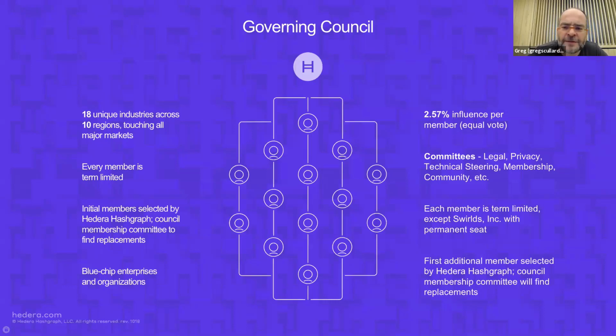And they are term limited. Every year there will be new members coming in, and old members will be going out. It's kind of 1 in, 1 out, up to 39. And all the initial members are selected by Hedera Hashgraph for now. The prospective new members will be selected by the council committee moving forwards.